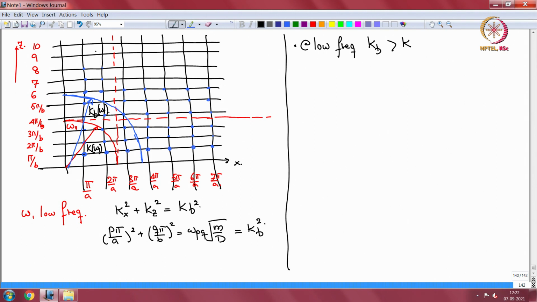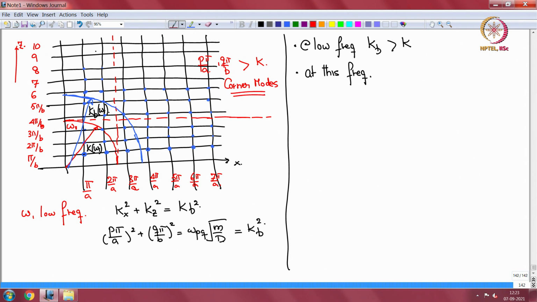So at this frequency, here, what are these? These are p pi by a and q pi by b, which are greater than k. So these are what? These are corner modes. If you look at the previous picture, these are corner modes.